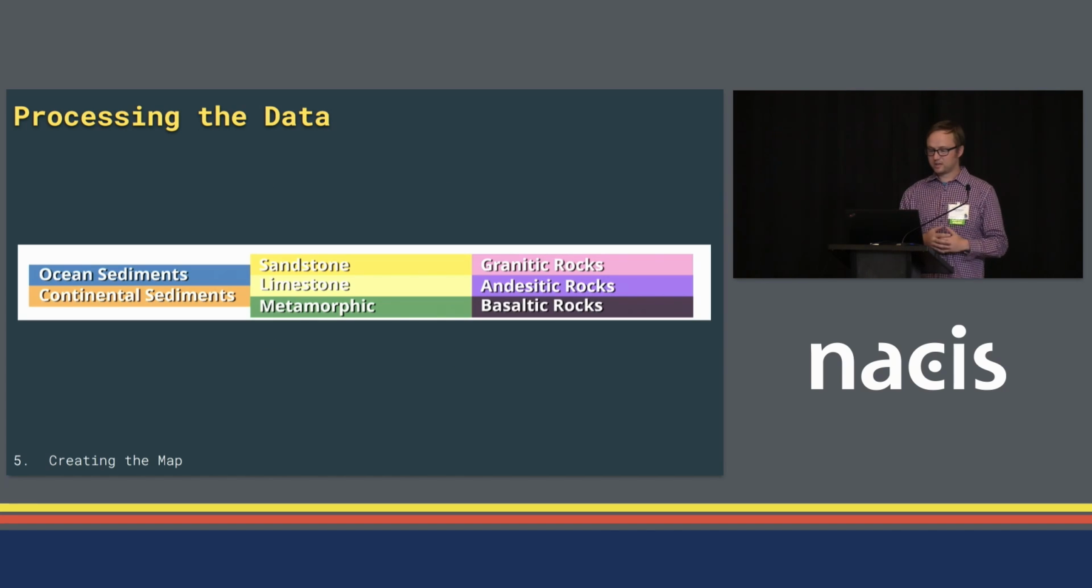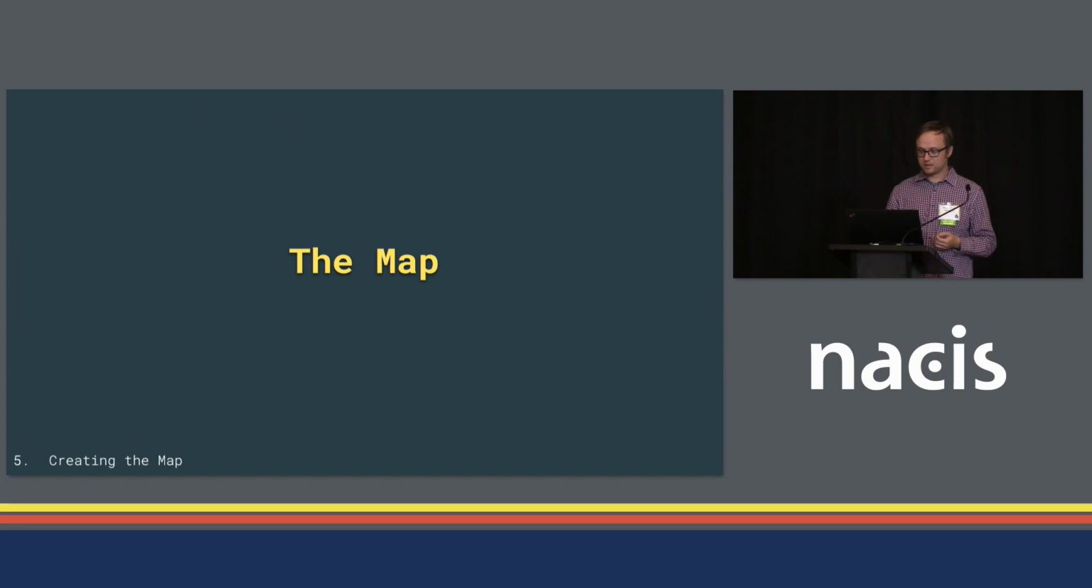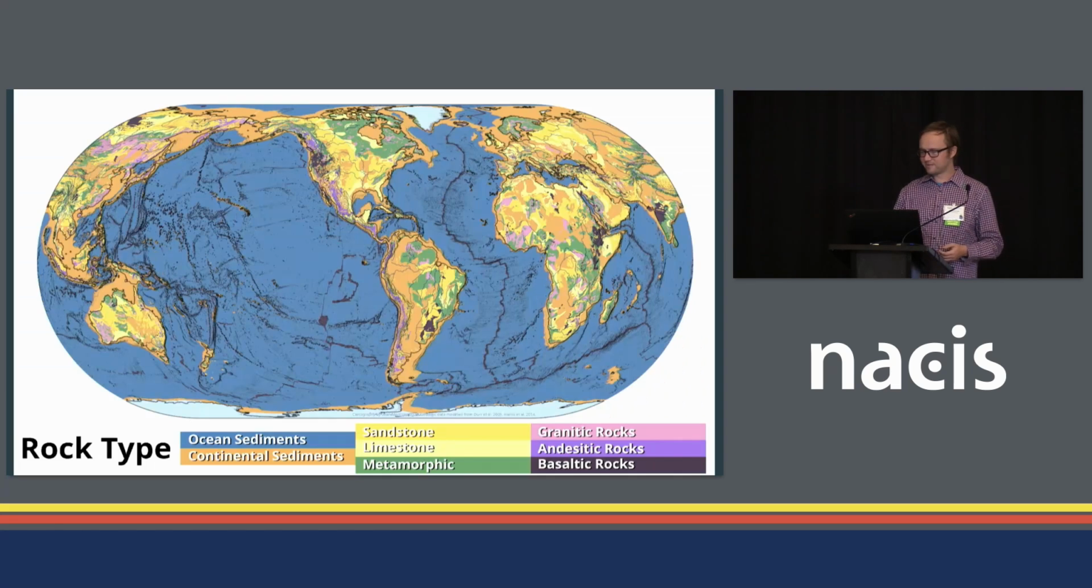maps. I broke the data down into these 8 layers, so oceanic and continental sediments for all the unconsolidated gravels and sands, sandstone and limestone for the sedimentary rocks, metamorphic rocks I just lumped into one category, and then broke the volcanic rocks into granites, andesites, and basalts. So now finally onto the maps, because I couldn't really just make one.